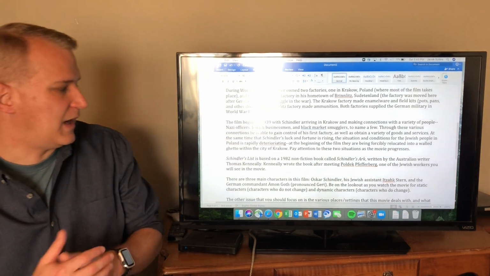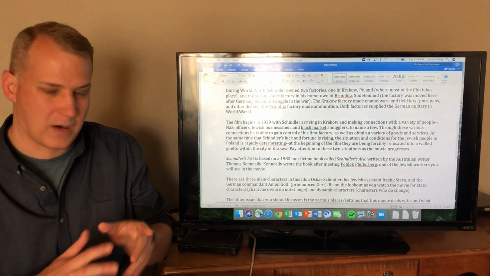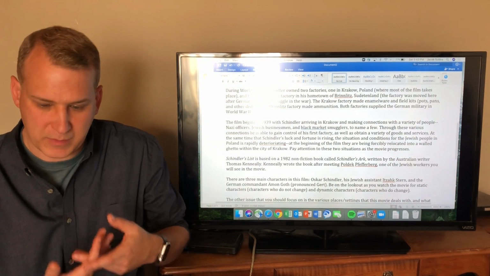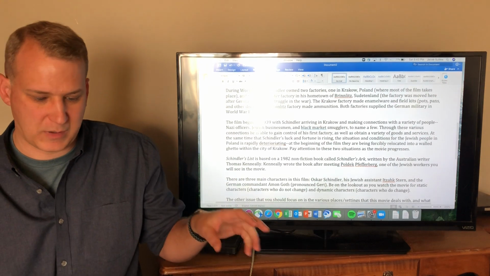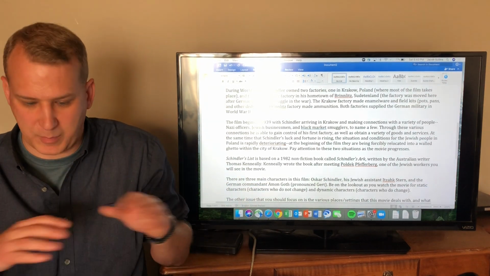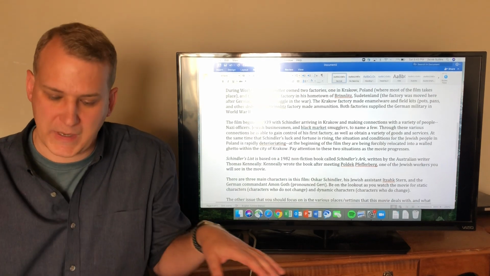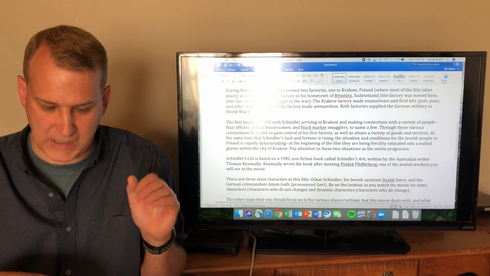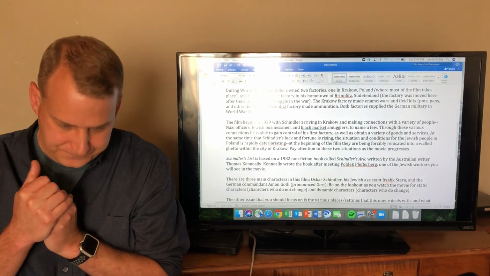This film starts in 1939 when he arrives in Krakow. He starts making connections. One of the things he is really good at is making connections, becoming friends with people. He starts becoming friends with Nazi military officers, with Jewish businessmen, with black market smugglers. You will see him making connections with all these people. And through those connections, he is able to gain control of his first factory.